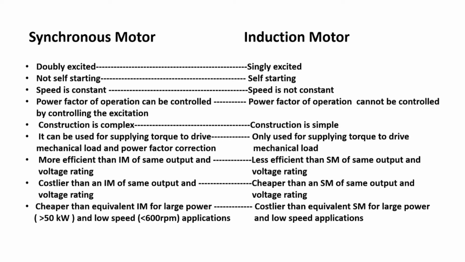And next point is synchronous motor becomes cheaper than an equivalent induction motor for large power, that is greater than 50 kilowatt, and low speed, that is less than 600 rpm application. As synchronous motor is beneficial for low speed application, usually synchronous motor is of salient pole type. Coming to induction motor side, induction motor is costlier than equivalent synchronous motor for large power and low speed application.